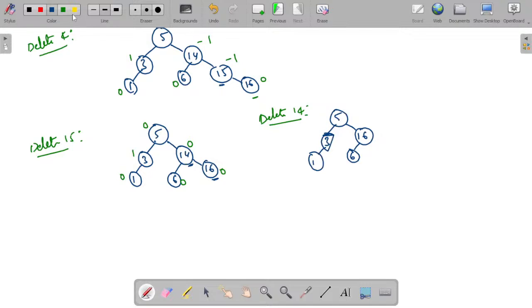Okay, now the balance factors are what? 0 for leaf nodes, 1 for this, 1 for this, and 0 for this. Again, same. Okay. Any other nodes to be deleted, guys?